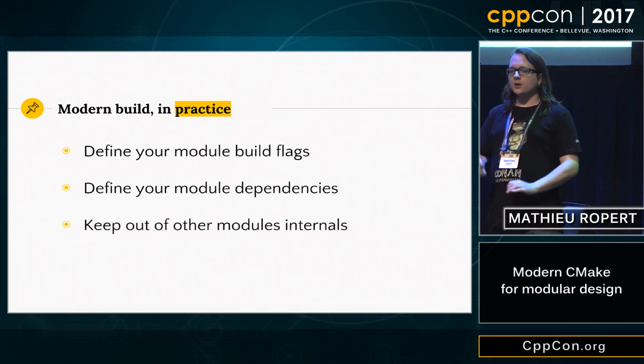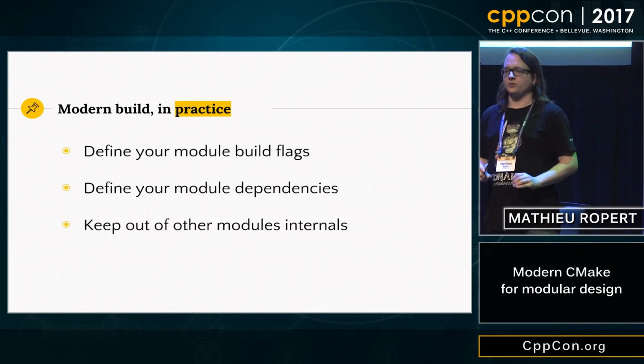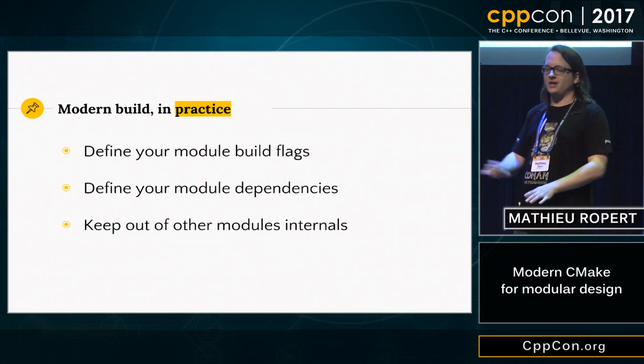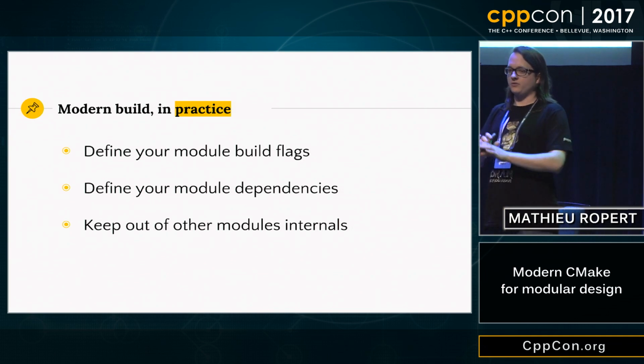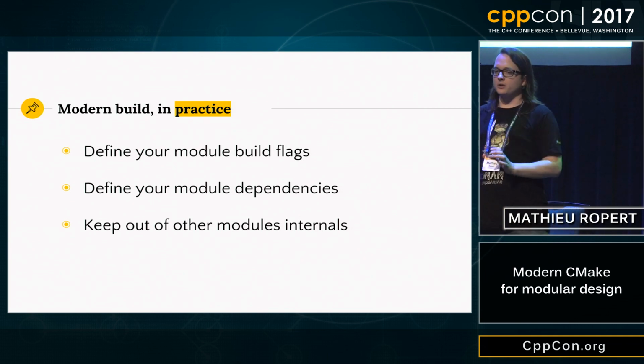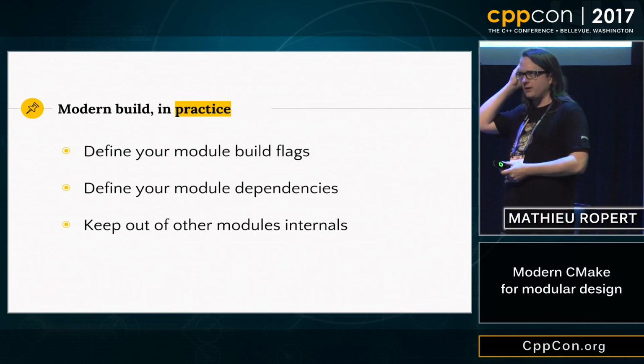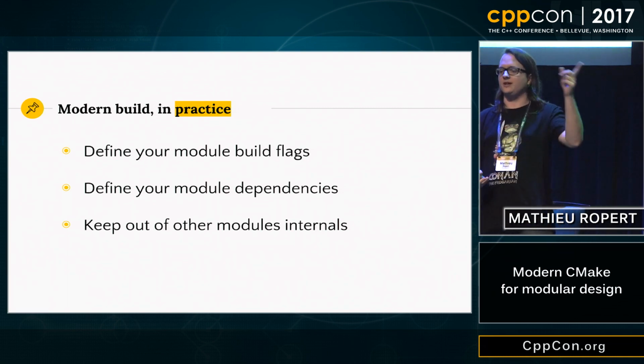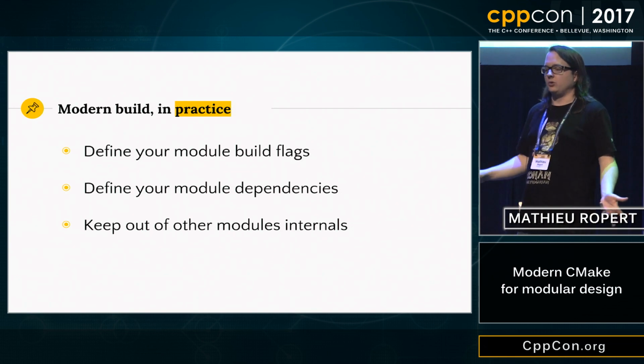You do not look at the other module's internals. That's not your concern. You just say, I want lib B, give me the flags I need to compile and link with lib B. I do not look at the build file and say, okay, in that case, I may need to put that flag because I'm using that feature. That's not maintainable.